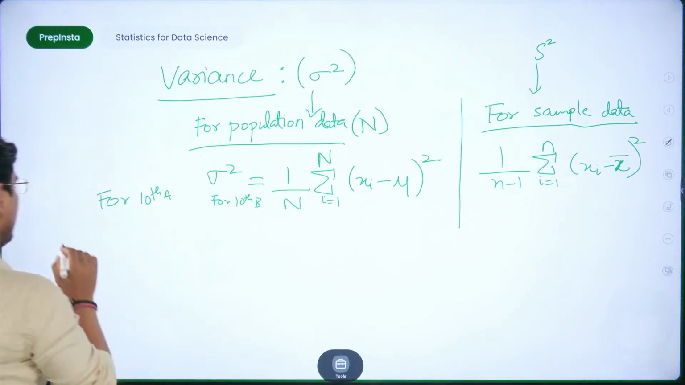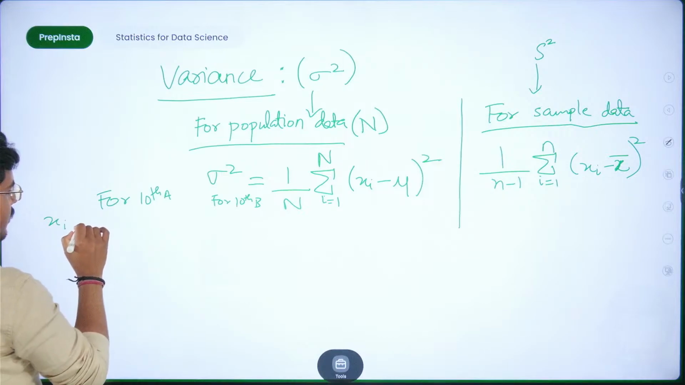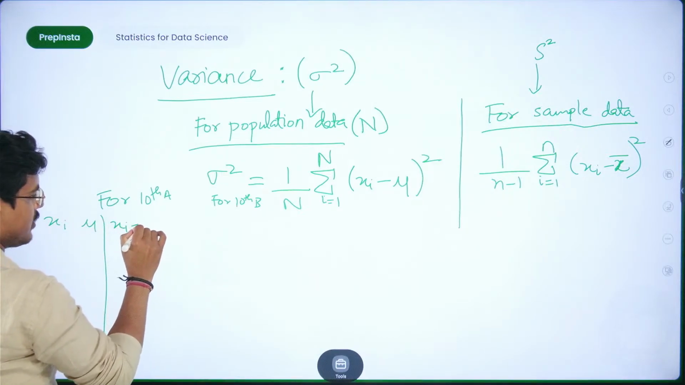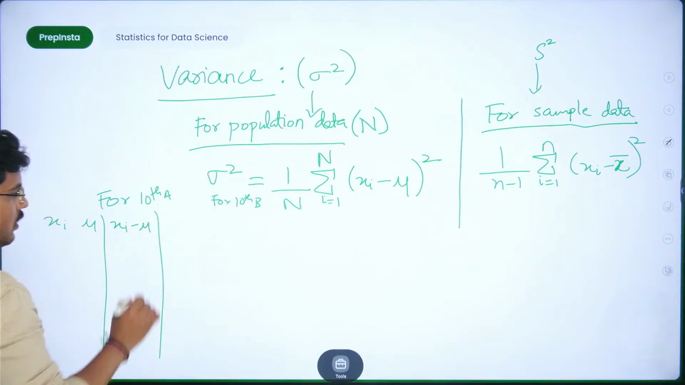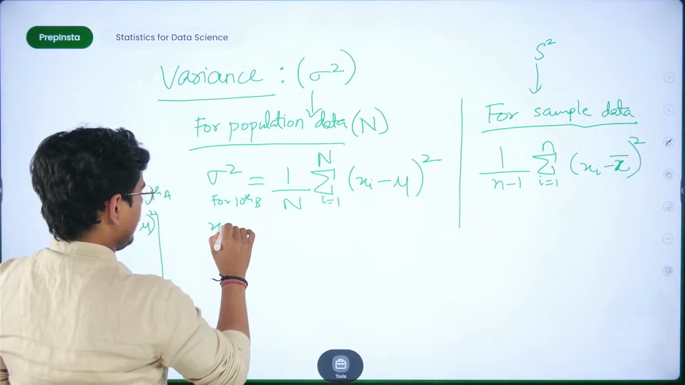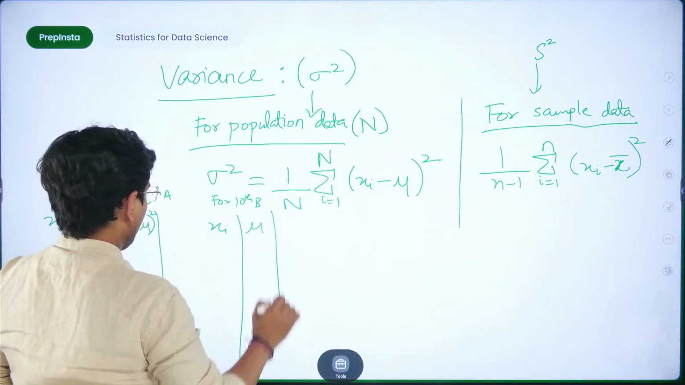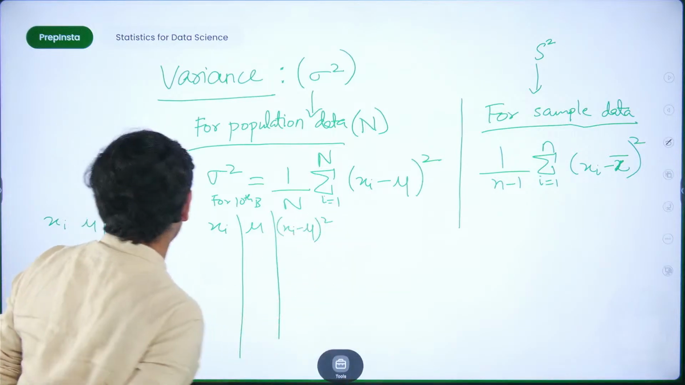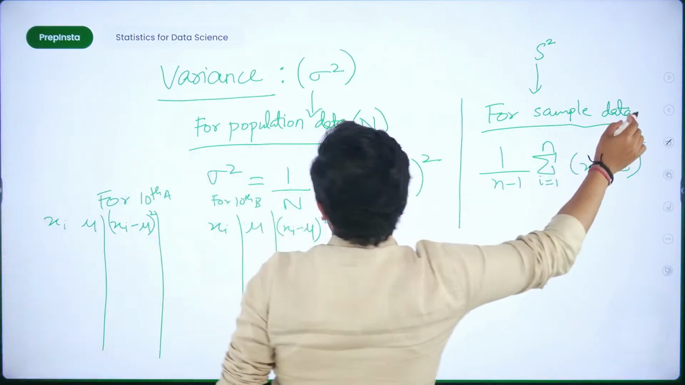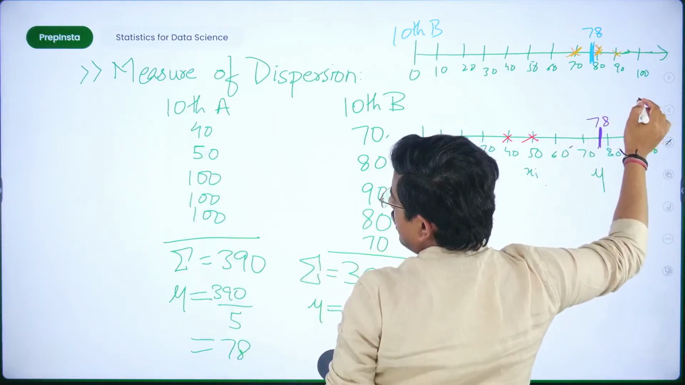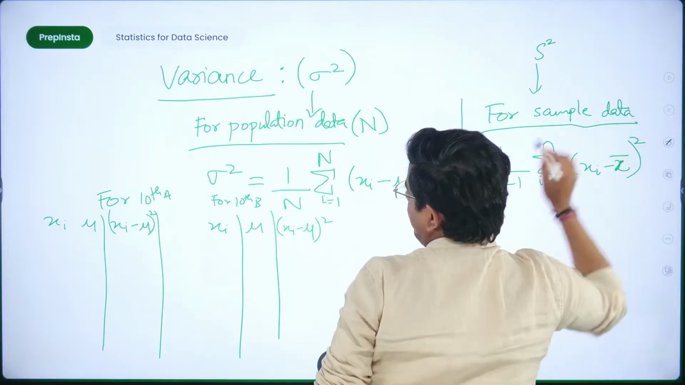For both classes I'll calculate. So xi, I am writing mu, and I am writing xi minus mu. Let's write the square itself. And then here also xi, mu, and xi minus mu, the square straight away. Okay? So if you correctly see for 10th A, this is the data: 40, 50, 100, 100, 300s, right?